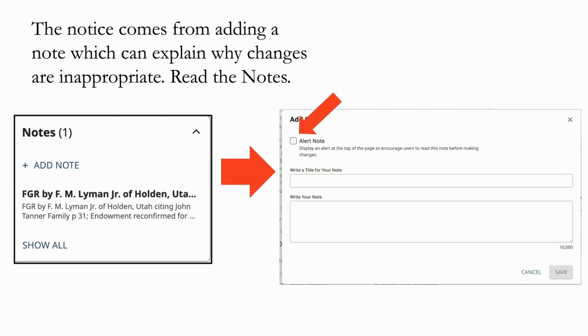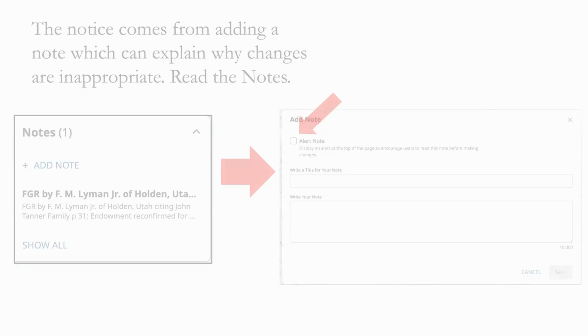you'll notice you can write real long notes because there's like 10,000 characters here. But you can alert the note. The alert note will put that red bar at the top. So for what it's worth, that's where that red bar comes from. Now, I don't know that there's any consequences for making changes when there's a red bar, and I don't think there are, but it may help persuade some of the people who are more adept at understanding what's going on in the world.